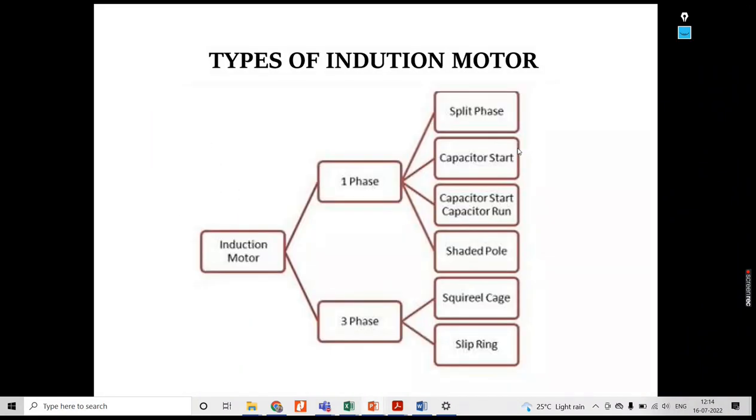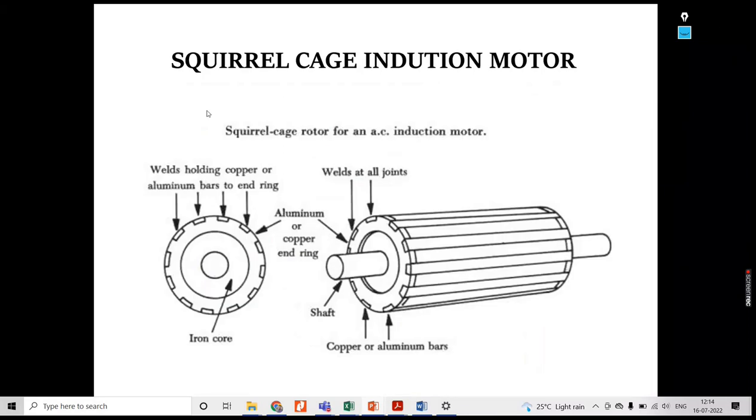These are the types; they are not required for you, but you need to concentrate on the squirrel cage. The squirrel cage induction motor is one in which the shaft is there, which has the rotating part. That itself is called the rotor. On that rotor, the rotor slots are present. In those rotor slots, the rotor conductors are placed, which are short circuited by the end ring. Okay, this is the three-phase induction motor, the squirrel cage machine.